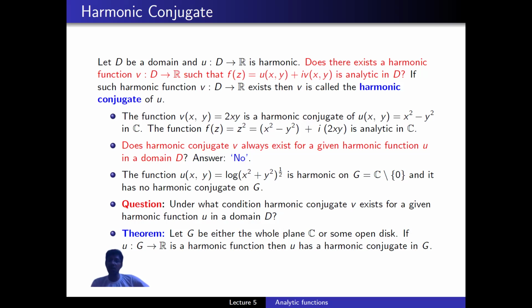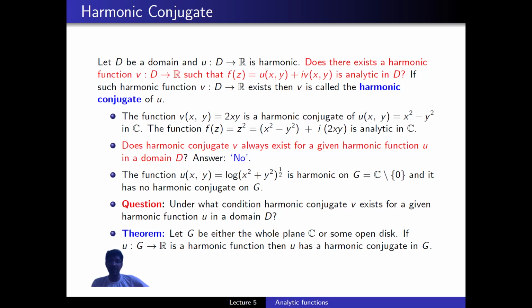Does a harmonic conjugate v always exist for a given harmonic function u in a domain D? Answer is no. For example, the function u, which is the log of square root of x square plus y square, is harmonic in G, which is C minus 0, that means the punctured complex plane, and it has no harmonic conjugate on G.